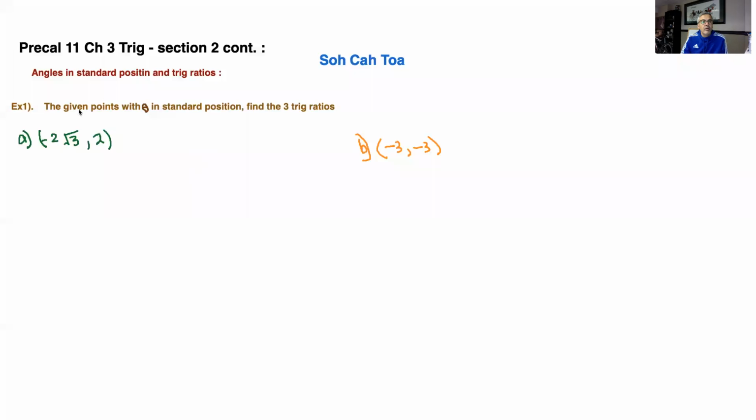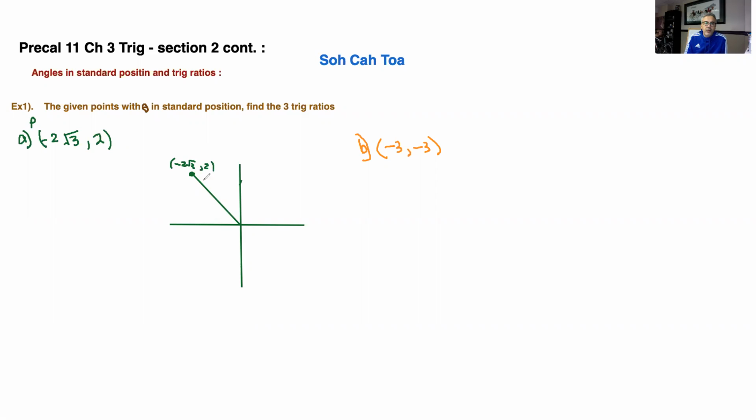We will continue with chapter 3, section 2, with finding the trig ratios for angles in standard position at the given point. So in this situation here, what we will do is we'll just plot the point. So negative 2 root 3 and 2, the x is negative, the y is positive, so it's in this quadrant. This is the point P, and it's at negative 2 root 3 and 2.